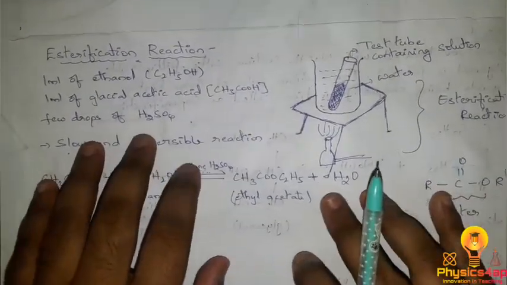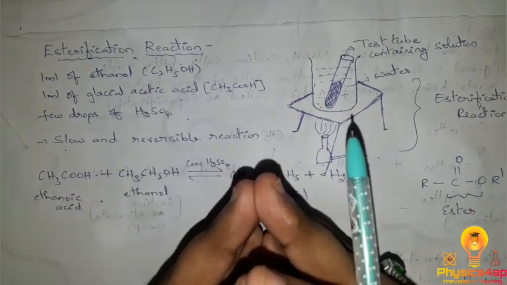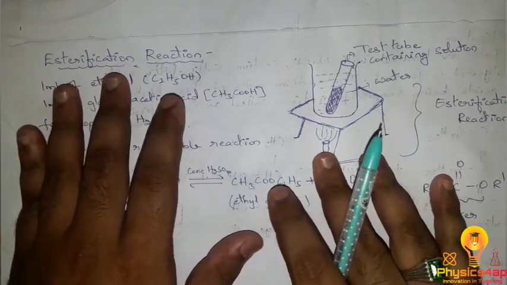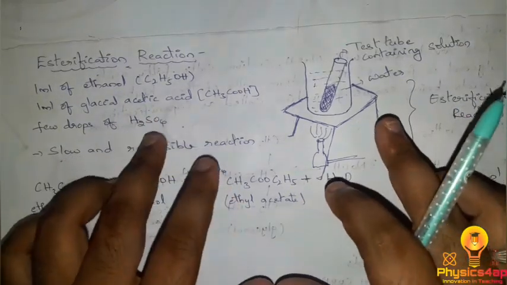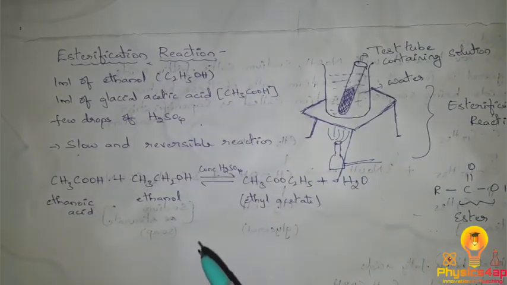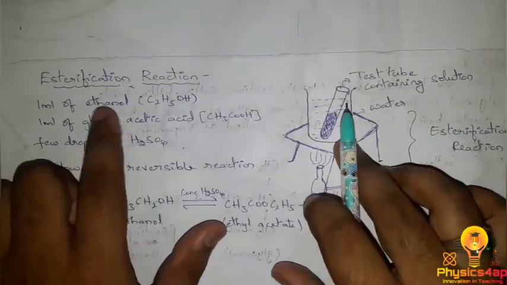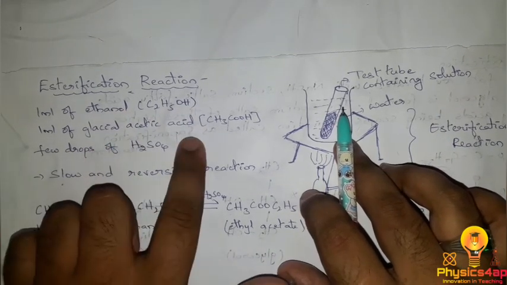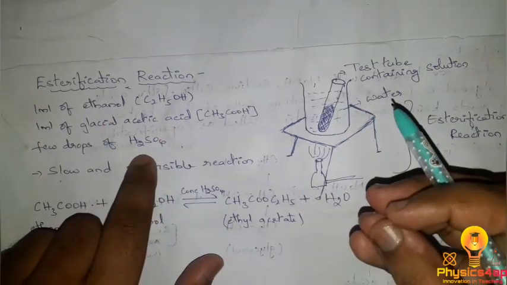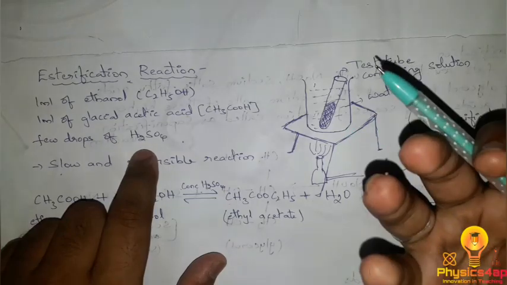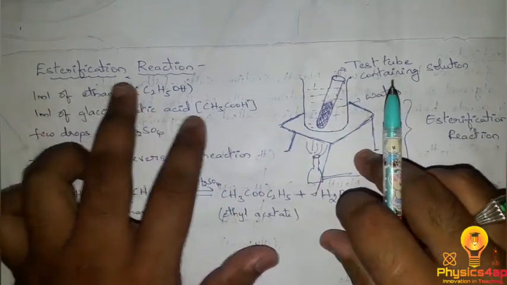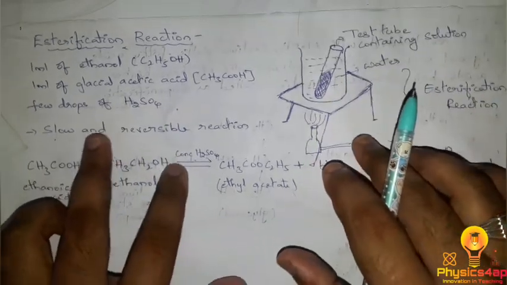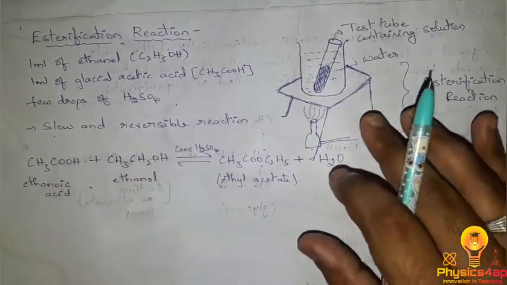So the esterification reaction is the preparation of esters. Esterification is the reaction in which ethanol, that is ethyl alcohol, and glacial acetic acid are mixed with a few drops of H2SO4 to react and form a sweet-smelling compound, which is called the ester. The preparation of this ester is called the esterification reaction, and this reaction is a slow process, and also a reversible reaction.